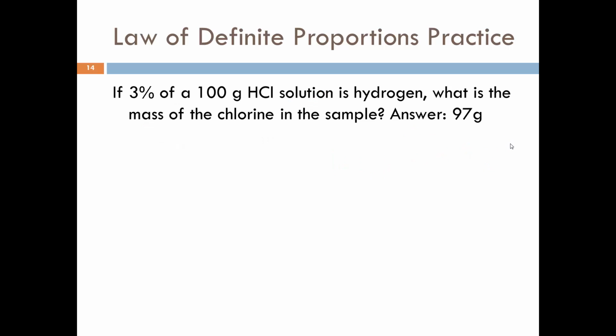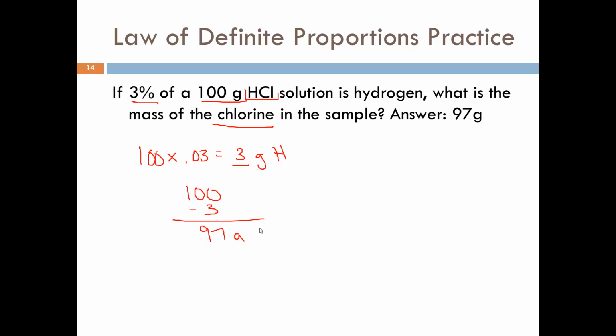We could do the same thing with hydrogen chloride. If we have 100 grams of hydrogen chloride and 3% of it's hydrogen, so 100 times 0.03 is equal to 3 grams being hydrogen. What's the mass of chlorine? Well, if 3 grams of this is hydrogen, then the remaining 97 must be chlorine.